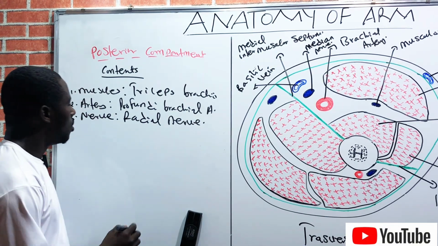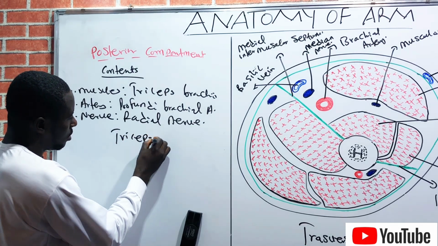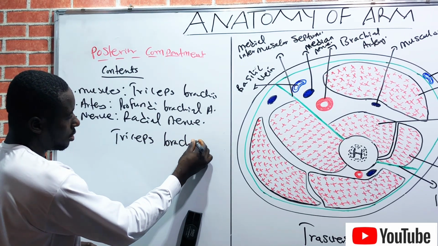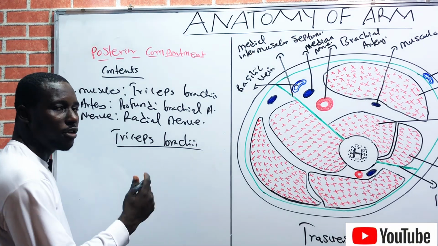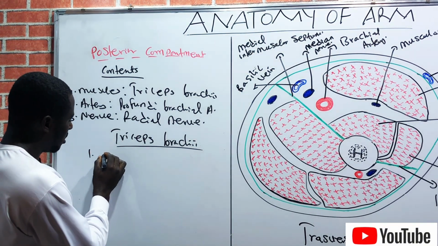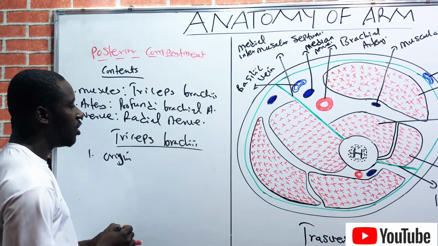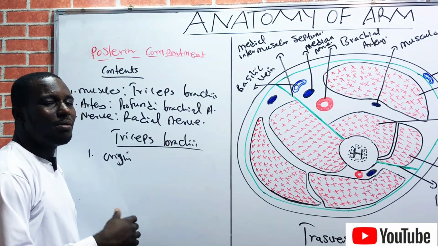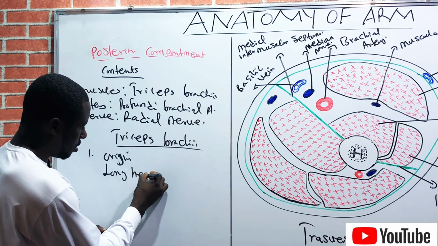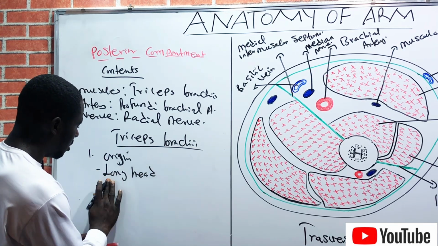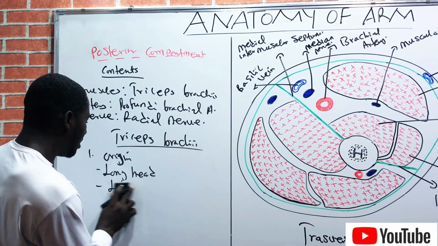So we go to the triceps brachii, that is the muscle. We will discuss the triceps brachii under the following headings. Number one is the origin. What is the origin of the triceps brachii? Recall that the triceps brachii has three heads: the long head, the lateral head, and the medial head.